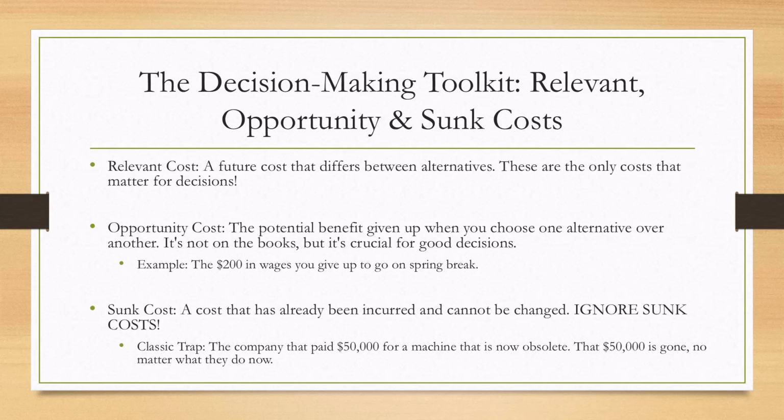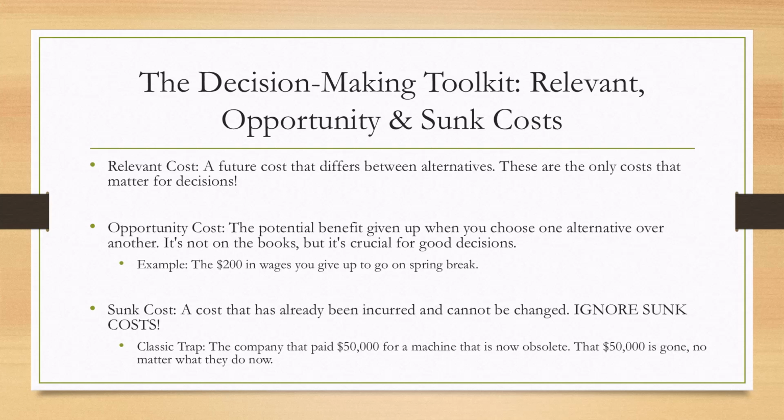A relevant cost is a future cost that differs between your alternatives. If a cost is the same for both options, you can ignore it. Next is the opportunity cost. This is the potential benefit you give up when you choose one alternative over another. It's a powerful but often invisible cost because it's not recorded in the accounting books. For example, if you decide to take a week off for spring break, the opportunity cost might be the $200 in wages you could have earned from your part-time job.